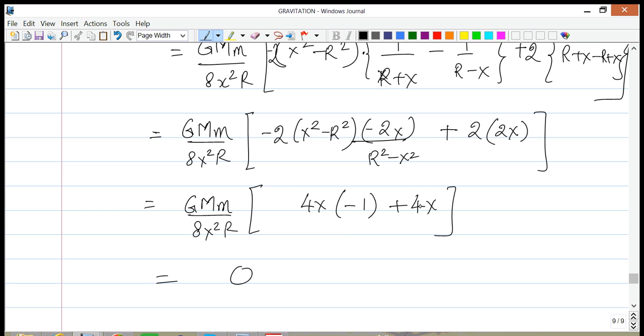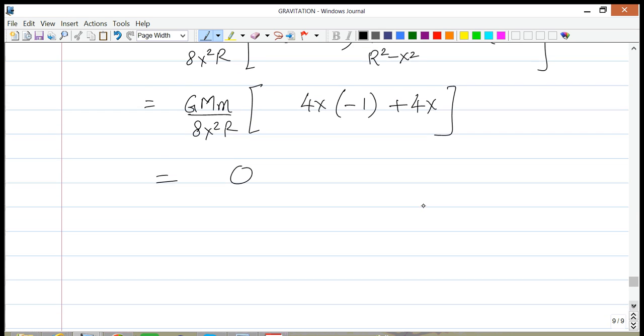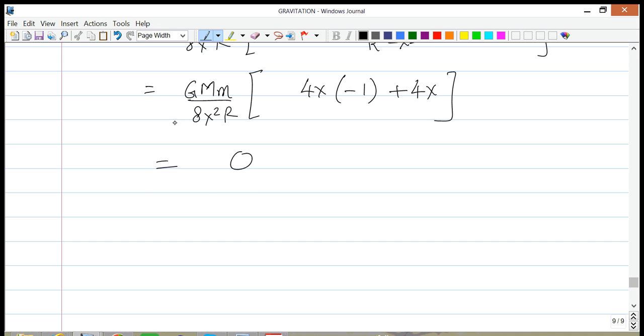So what this result tells us is that if you have a mass inside the shell, this mass experiences 0 force due to the shell. So a shell does not do anything to any mass that is inside of the shell. So the only thing that the shell will affect is anything that is outside of the shell.